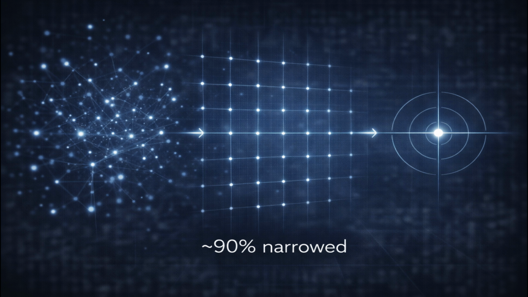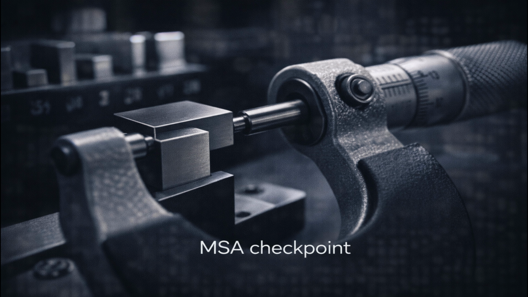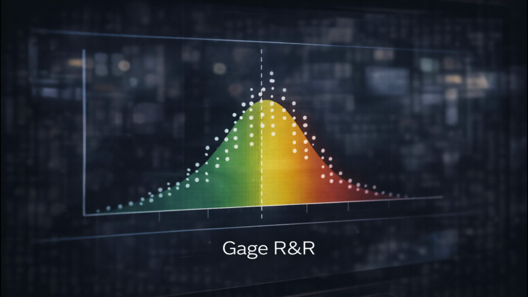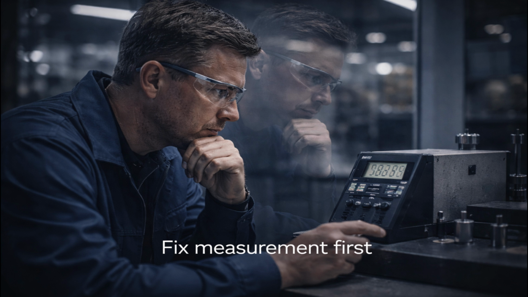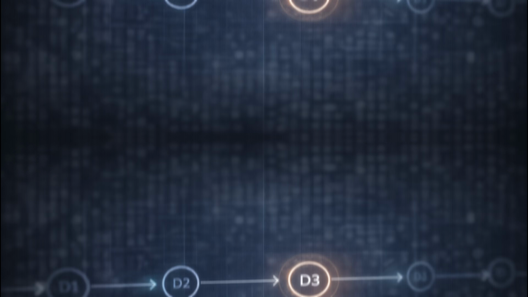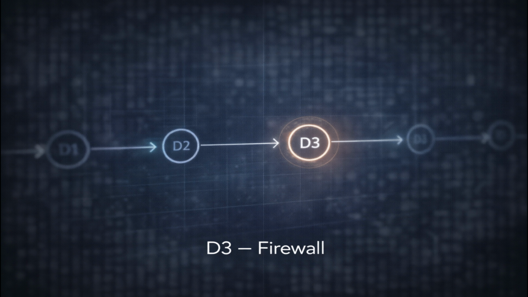Now, a critical checkpoint, MSA. If you can't trust your measurement, the entire analysis collapses. Run a quick Gage R&R. As a rule of thumb, below 10% good, between 10 to 30% borderline, above 30% unacceptable. If your measurement system is weak, fix that first. Otherwise, you'll chase a phantom. Many repeated 8Ds trace back to a D2 written on unreliable measurements. You've covered the first 3 steps.